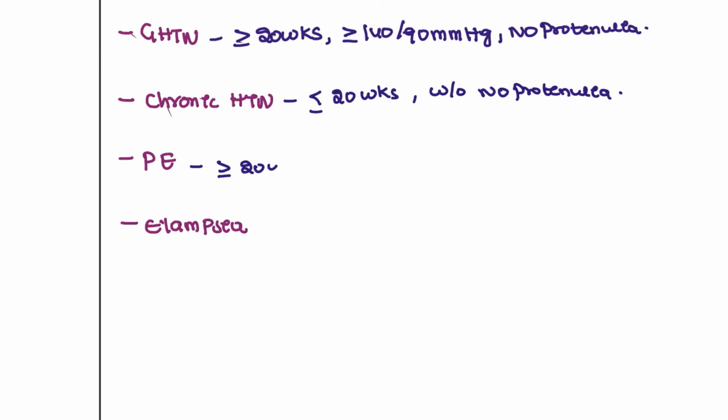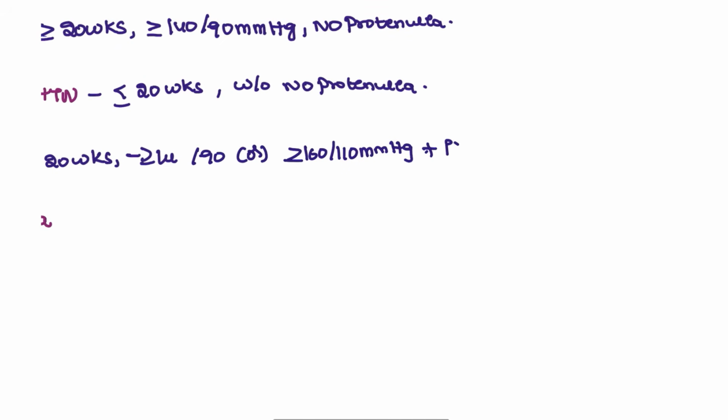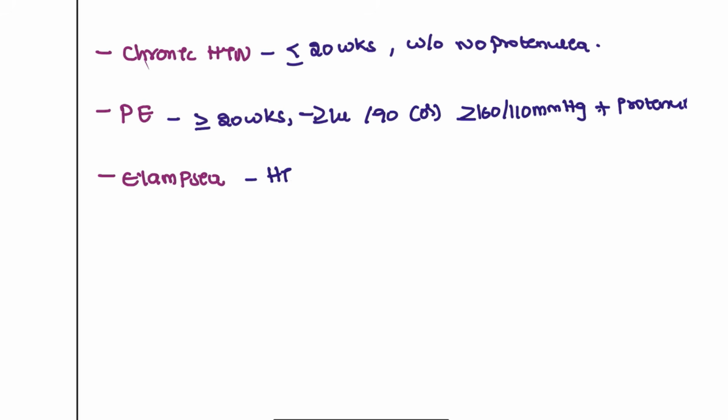Preeclampsia is more than 20 weeks, where BP could be more than 140 by 90 or more than 160 by 110 mmHg, with proteinuria. There should be proteinuria for this presentation. And eclampsia is when the patient is hypertensive, any hypertension it could be, with a generalized tonic-clonic seizure of one episode. Only then do we consider this patient as eclampsia. So this is how we differentiate.